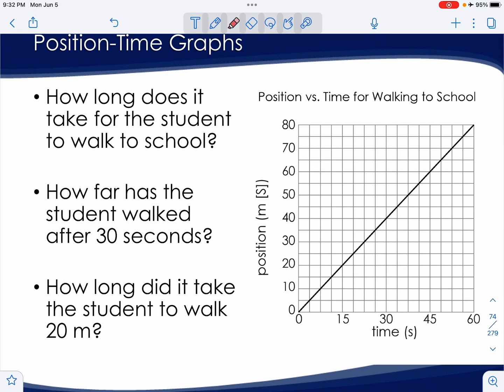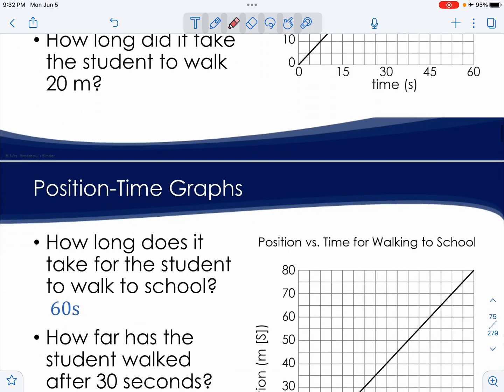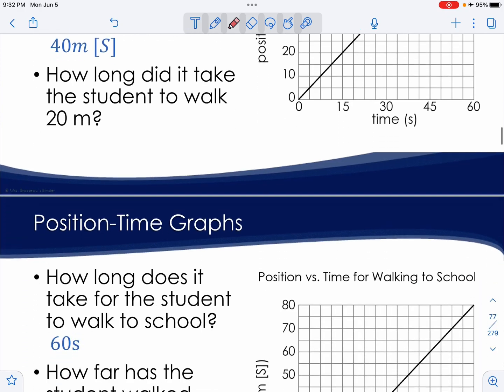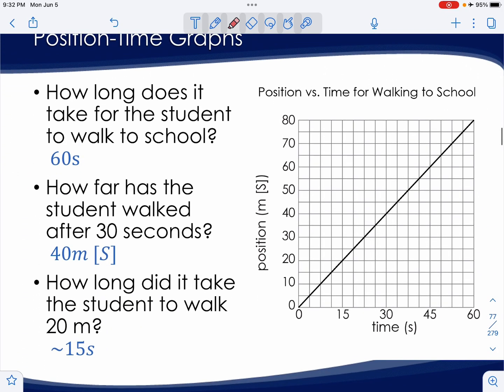How long does it take the student to walk to school? How far has the student walked after 30 seconds? And how long did it take the student to walk 20 meters? Pause the video and answer those questions. Okay, so here, how long does it take for the student to walk to school? Well, the school, we already said, is 80 meters. So that would be at this point. And so how long did that take? That took 60 seconds.